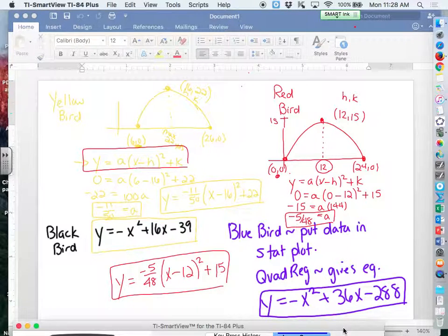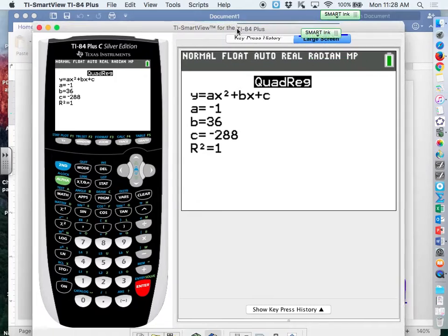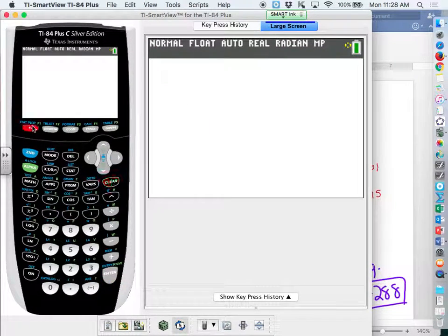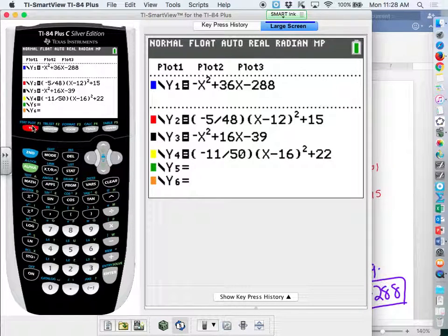All right, and then for the questions, like I said, I'm not sure which equation was yours. What I would do at this point is take these 4 equations and put them in your graphing calculator. I do have them all entered. So the bluebird is going to graph in blue, the red bird is red, the black is black, and yellow is yellow.